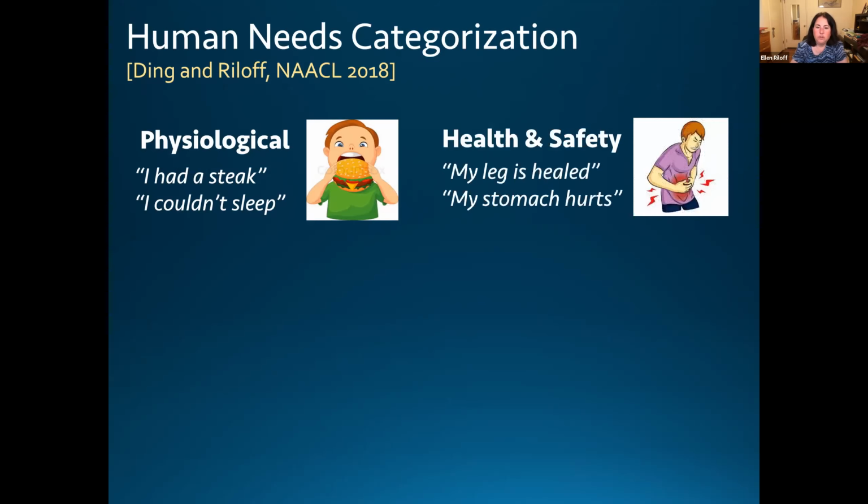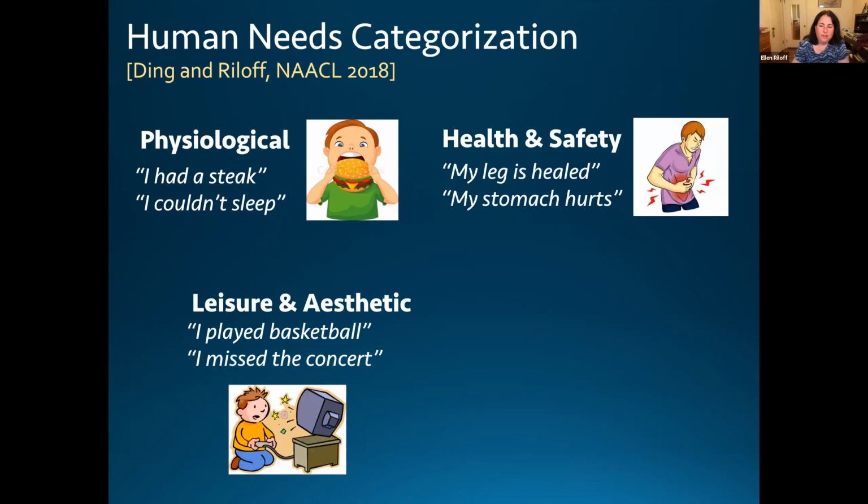There are also needs concerned with health and safety. We don't want to get sick. We don't want to have body parts broken. We don't want to be in any sort of pain or dangerous situation. Even something like seeing a spider, why does it scare people? Because they're worried for their safety, right?